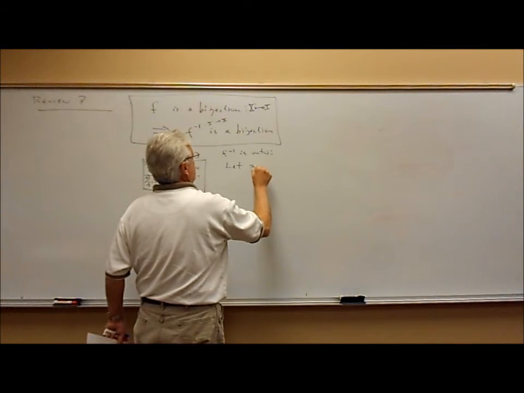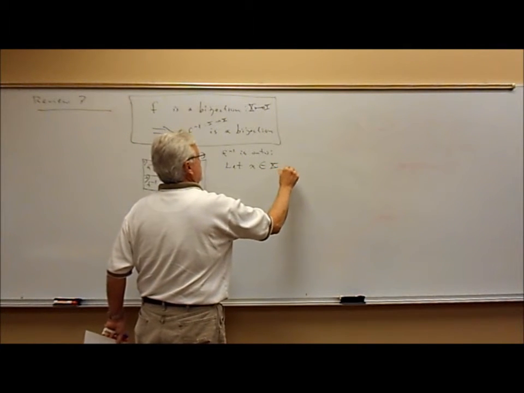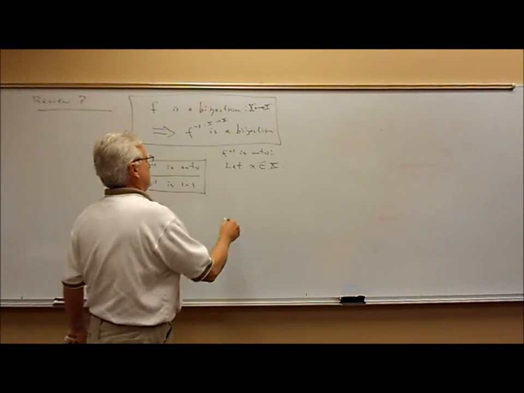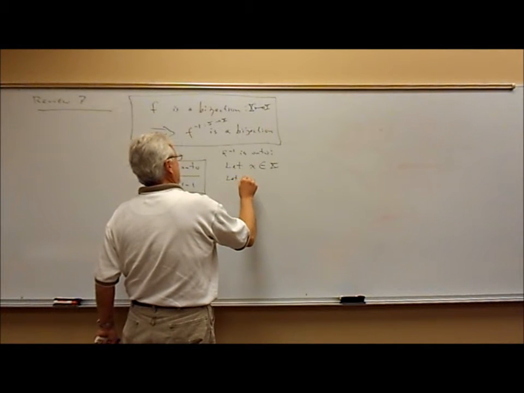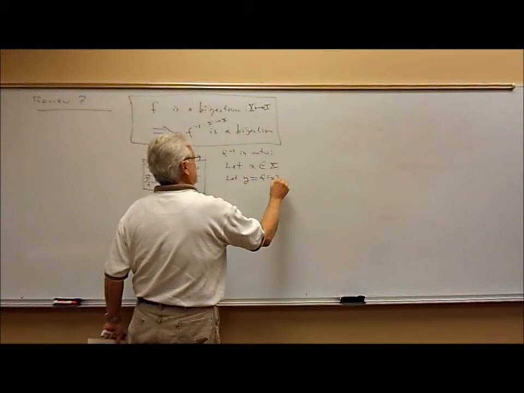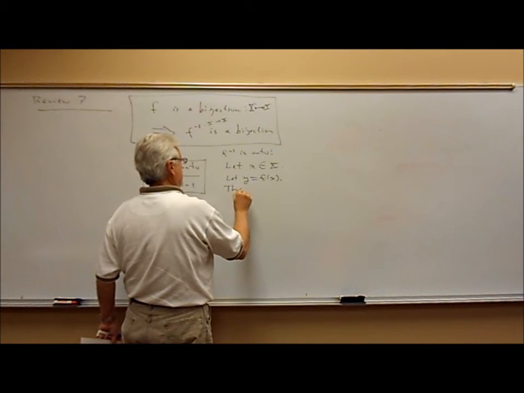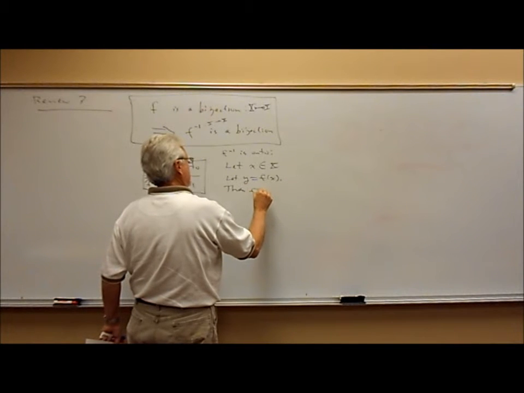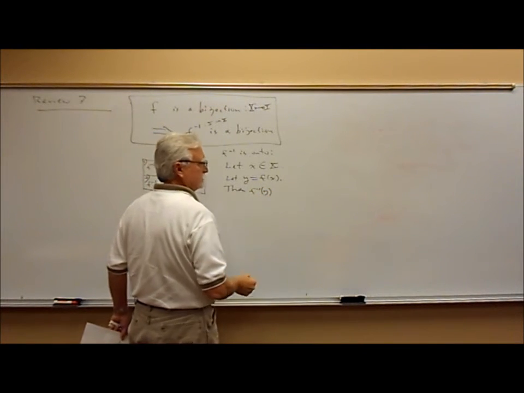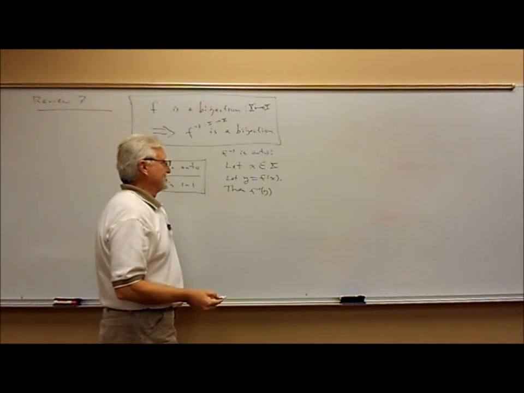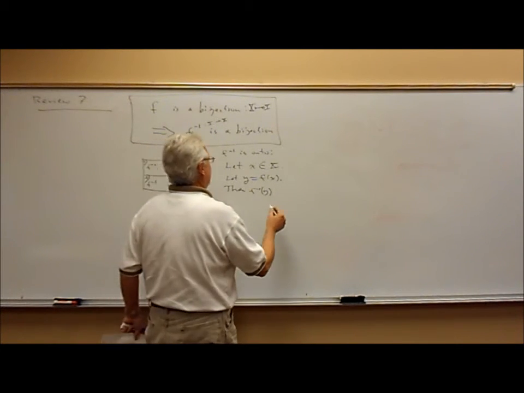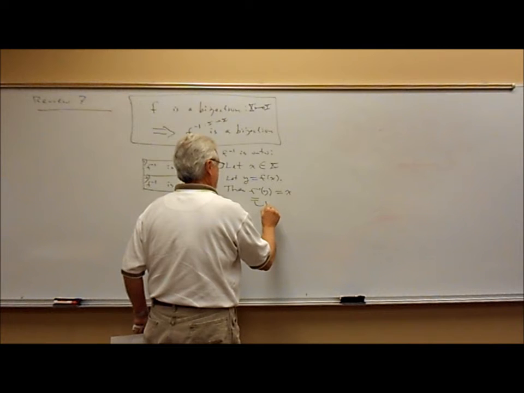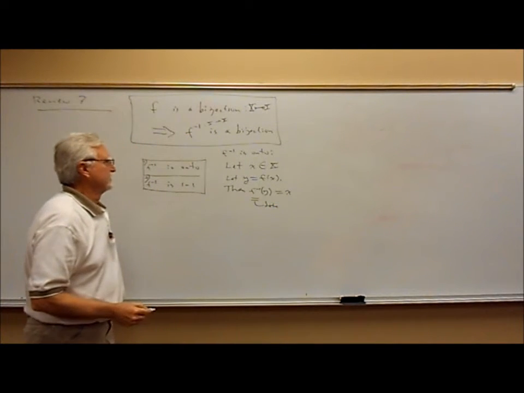So let x be some element of X. And what we have to show is that there's a y which F inverse maps to x. And so we can let y be F of x. Then F inverse of y is x, right? By definition of the inverse function.